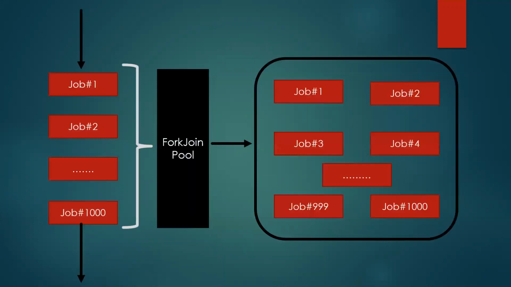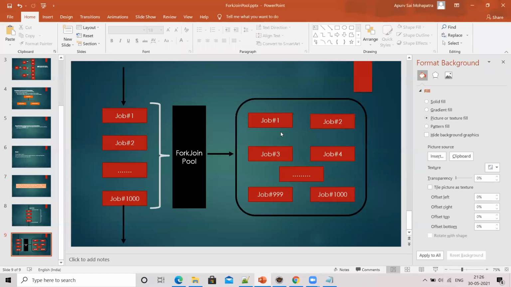But if I submit these same 1,000 jobs to a ForkJoinPool, ForkJoinPool basically has a pool of threads that have the capability to execute each job in parallel, based upon the threshold setting you have. So I have created a small program here.